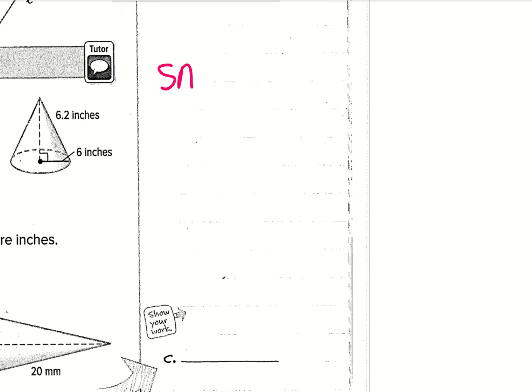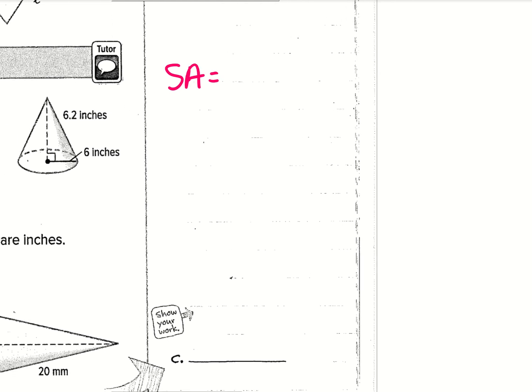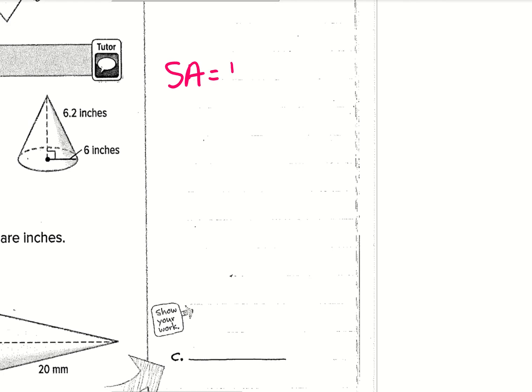So for the surface area, I'm going to use the formula, and you are not required to memorize the formula. I think for this one, it's probably best to look at the formula, but it's totally up to you how you want to go about that. So we've got surface area equals B plus 1/2 the perimeter times the slant height.